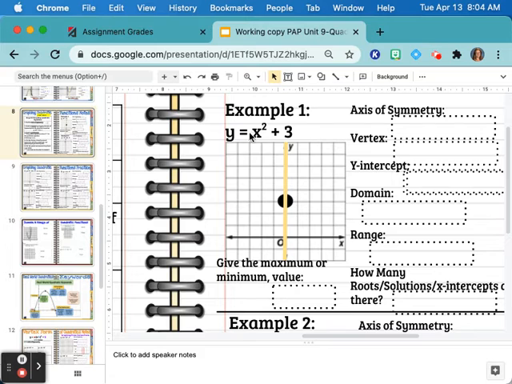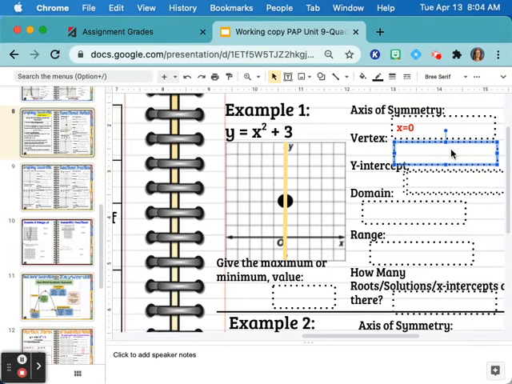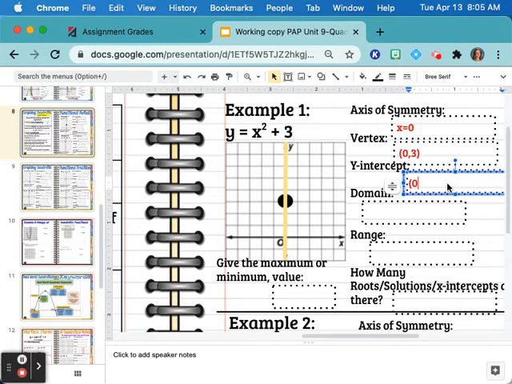Since this a value, the number in front of x squared, is positive, there's not a number there, so we know it's 1, it's positive. That means it's going upward, so it's going to be the U shape that goes like this. Let's go ahead and write our axis of symmetry, x equals 0. Then our vertex is (0, 3). Our y-intercept is also (0, 3).